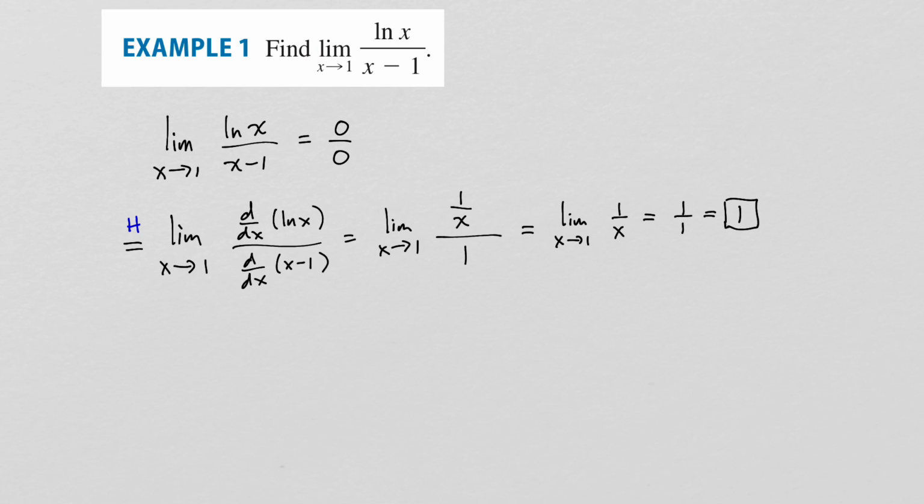So L'Hopital's rule is very easy to use and gives you a result rather quickly in most cases. Now, I need to emphasize this, but you can only use L'Hopital's rule if your original limit is 0 divided by 0 or infinity divided by infinity. If it's not one of those, then you cannot use L'Hopital's rule. So please keep that in mind.